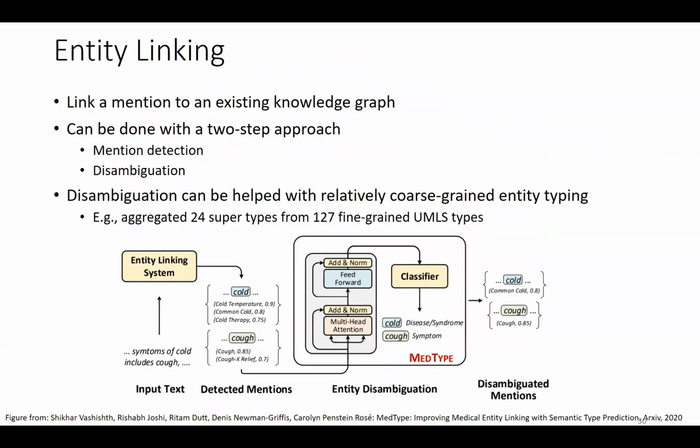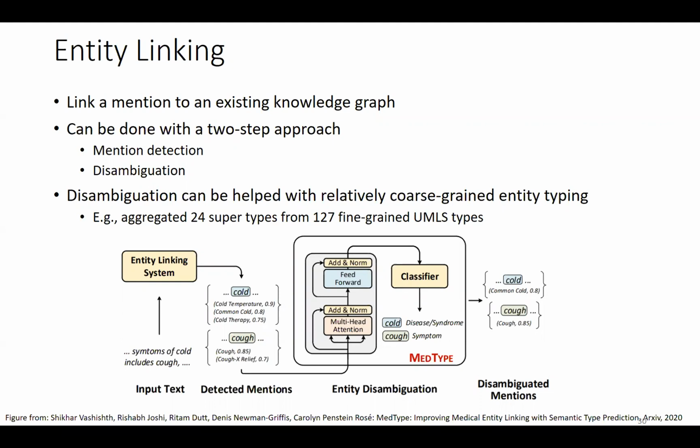Different from typing, which tries to decide the category of an entity, entity linking tries to link the mention to an existing knowledge base. Entity linking can also be done with a two-step approach, where mention detection is first performed, and then we do entity disambiguation. So the loss of entity disambiguation is usually a ranking loss related to a set of candidate knowledge base entities.